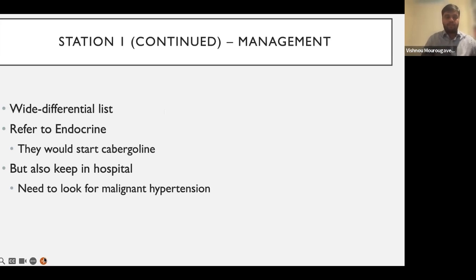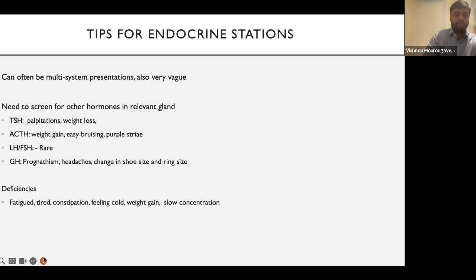Just to throw it out there: obviously you referred to endocrine. Cabergoline, what would you have to think about? I'm really sorry about the malignant hypertension thing, that's not correct. What would you worry about with cabergoline? Anyone? Feel free to answer that question. You can put it in the chat as well if you want.